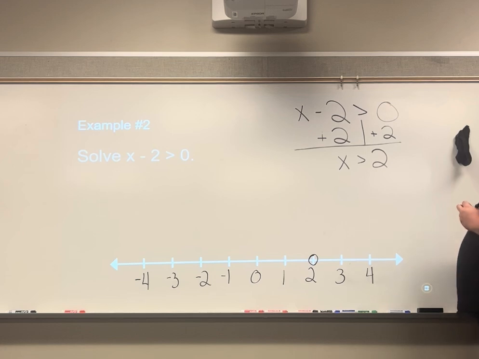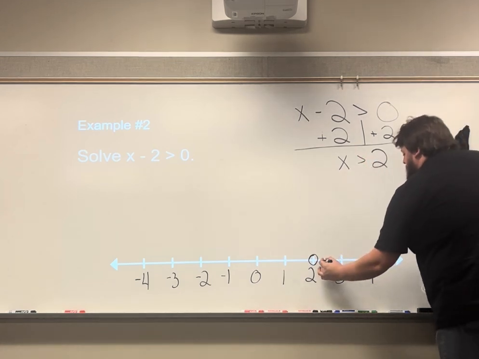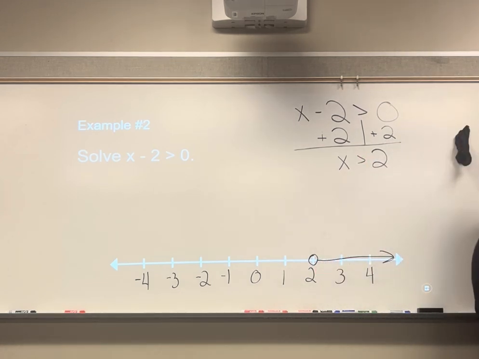So I have an open circle on 2. It's pointing at the number, so I'm going to the right with my arrow.